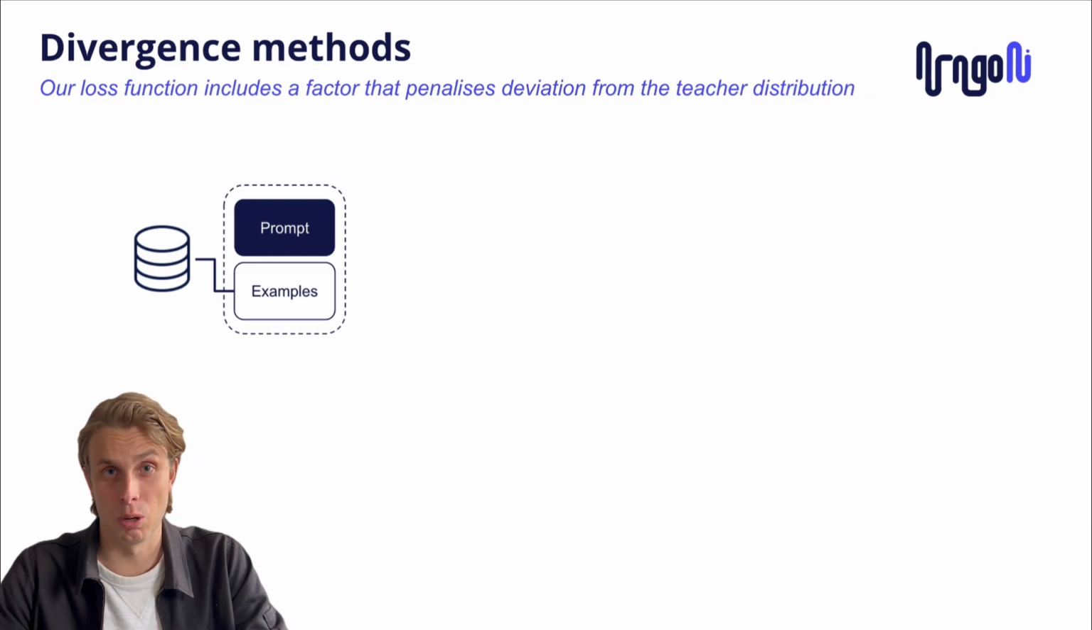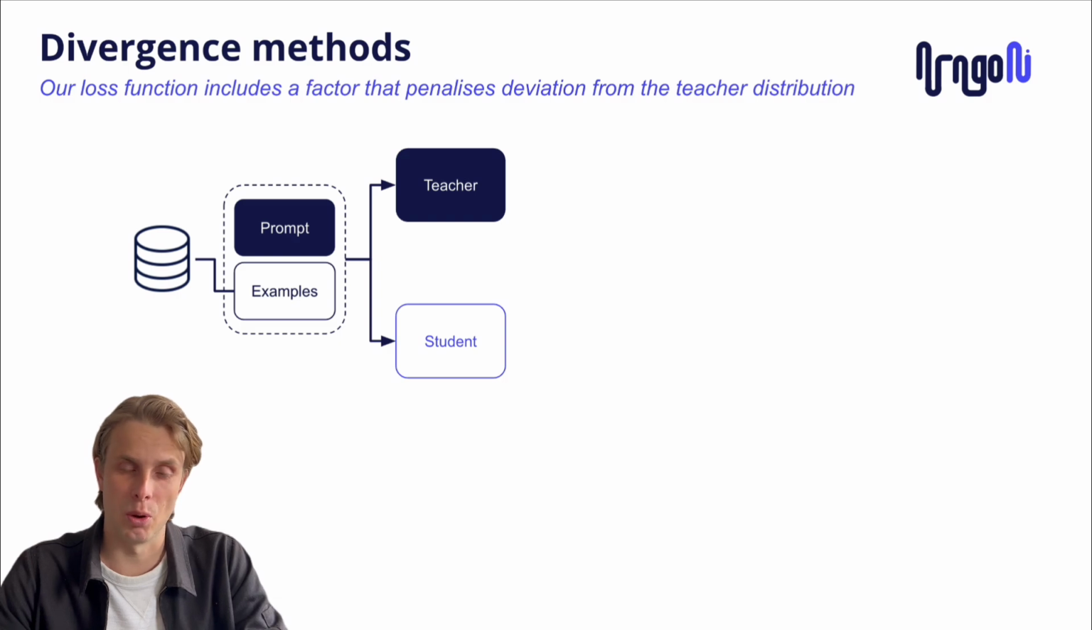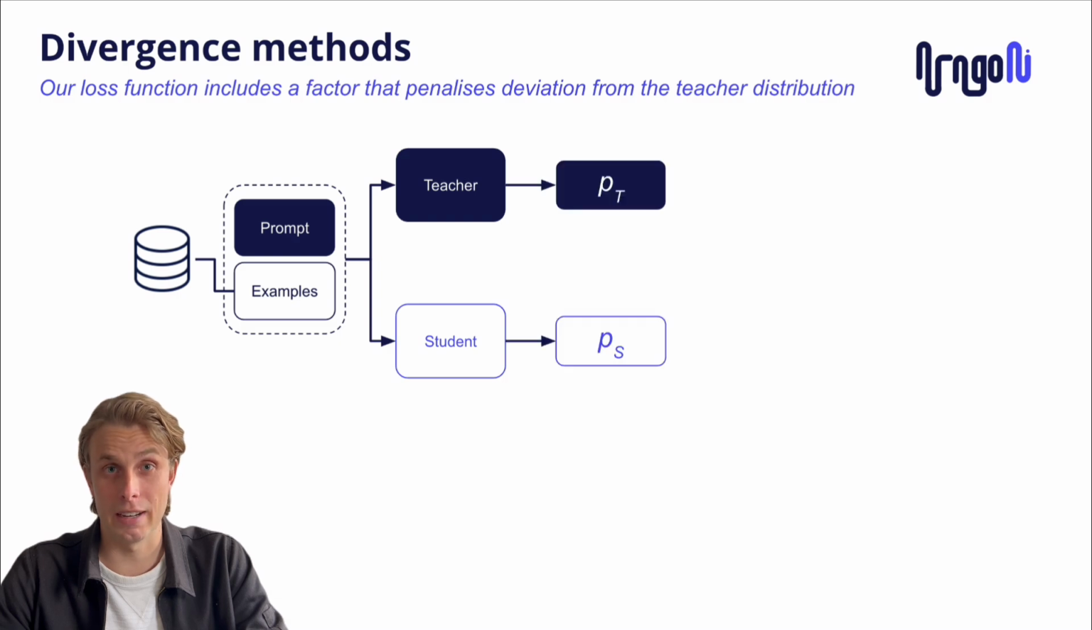Let's make it more concrete now. Again, we start off with our prompt and examples, our seed data here. In this case, we split off into two branches. We provide the data to both the student and the teacher in parallel. As outputs from these models, we get a probability distribution. So here we have the subscript T for the teacher and the subscript S for the student.